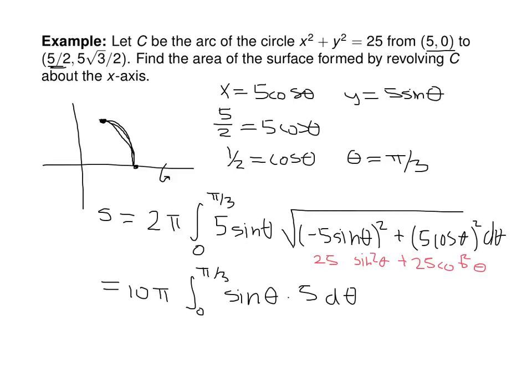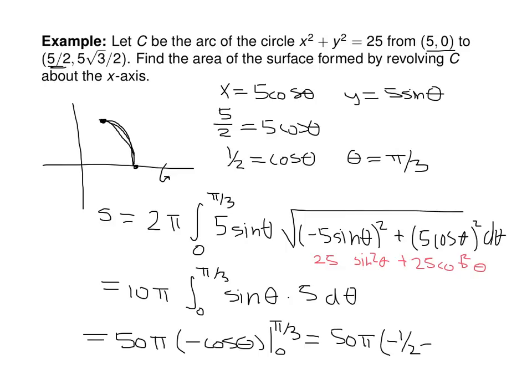So now we have 50 pi times the integral. The antiderivative of sine is negative cosine, from 0 to pi thirds. So 50 pi. At pi thirds, cosine is 1/2. So we'll have negative 1/2 plus 1. So this surface has area 25 pi.